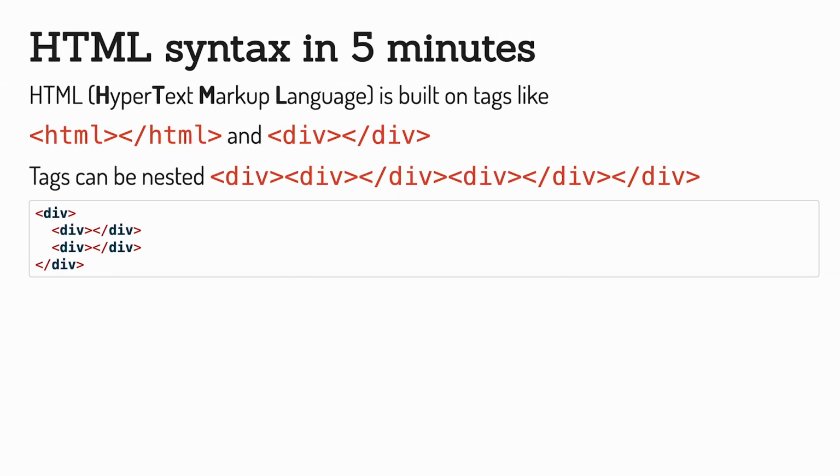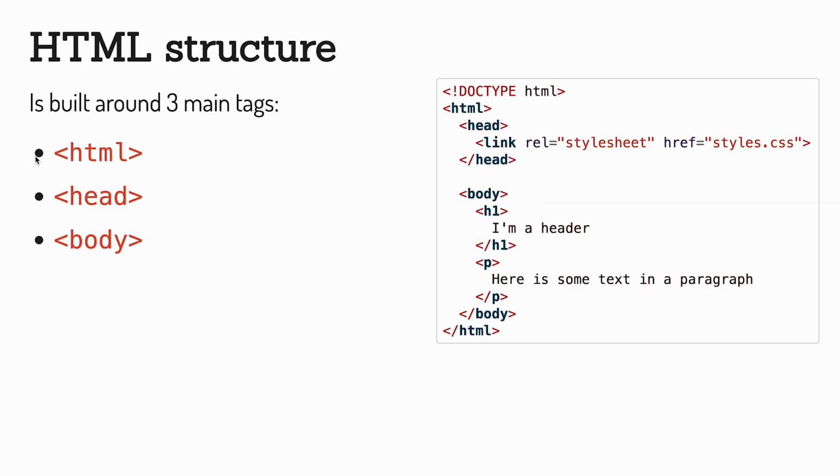So all HTML is built inside these things called tags, which have the syntax we see right here with angle brackets and the name of the tag inside of it. And we can nest them like we see here as well. And a general website is built around 4 main tags. So we have the HTML tag, which is the outermost one that contains everything else. And then inside of that, we have a head and a body.